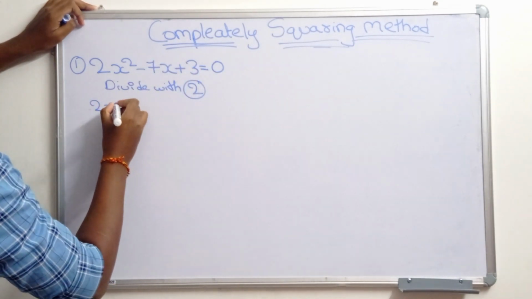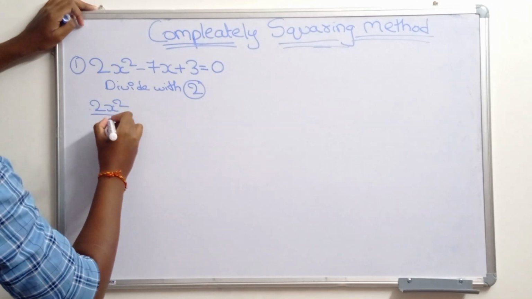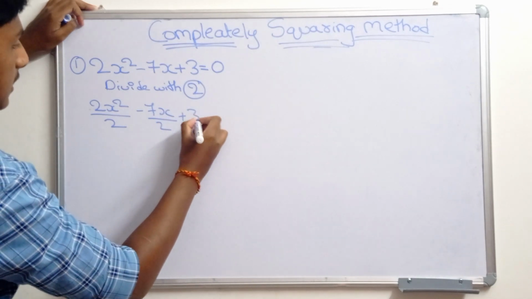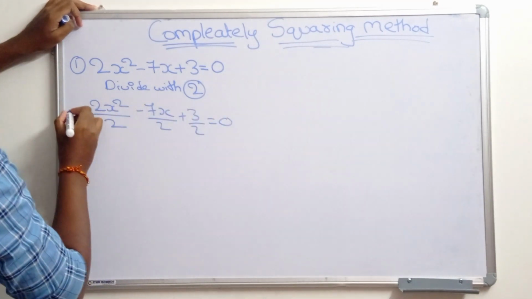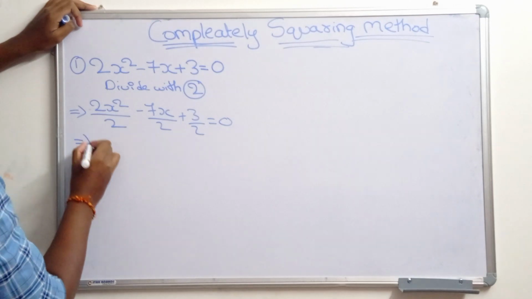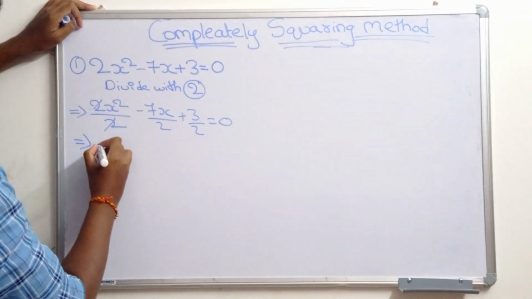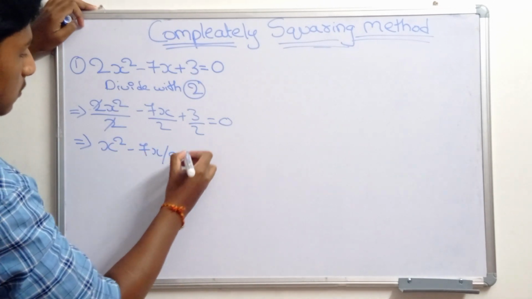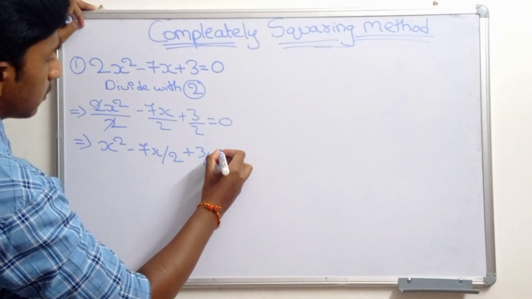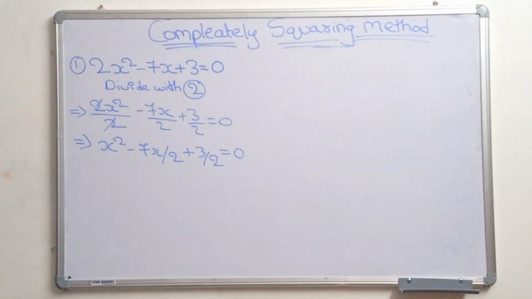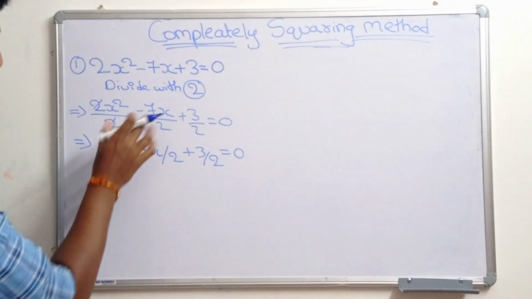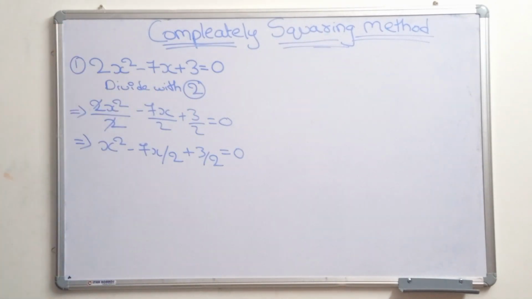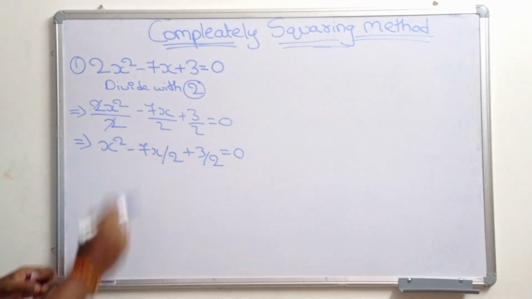So 2x square by 2 minus 7x by 2 plus 3 by 2 is equals to 0. Implies 2 gets cancelled, that means x square minus 7x by 2 plus 3 by 2 is equals to 0. Now guys, after this step, this is the first step, when we make the quotient of x square 1. So after this you have to split it.